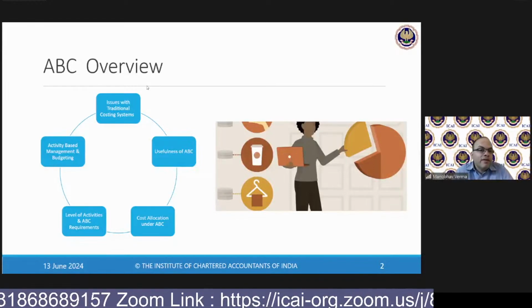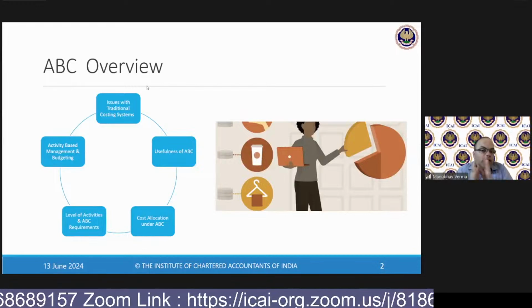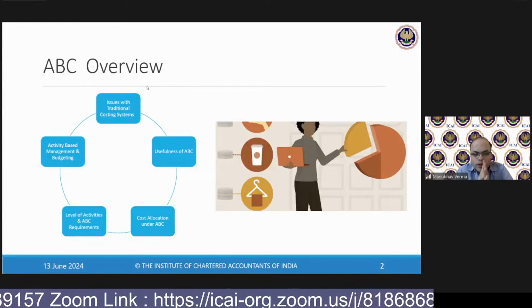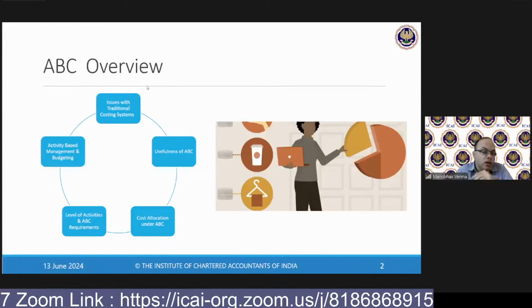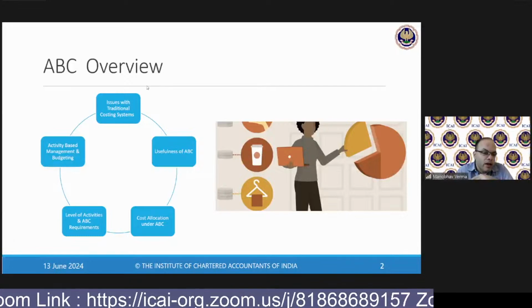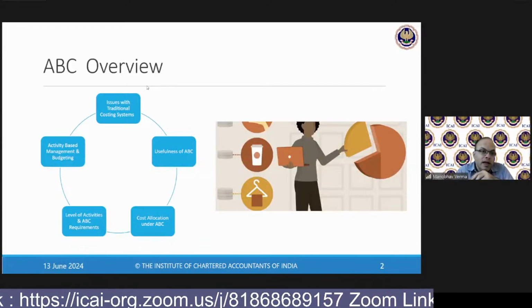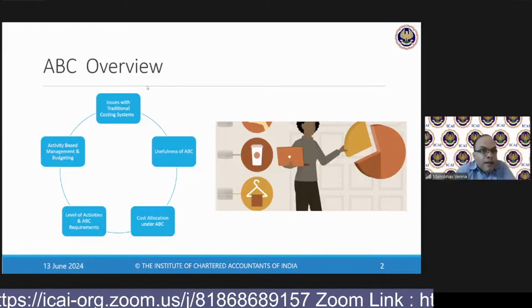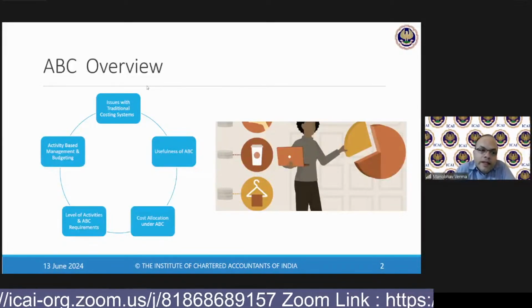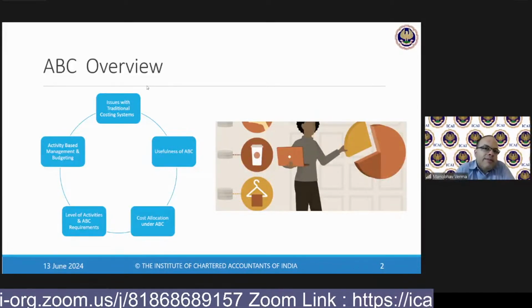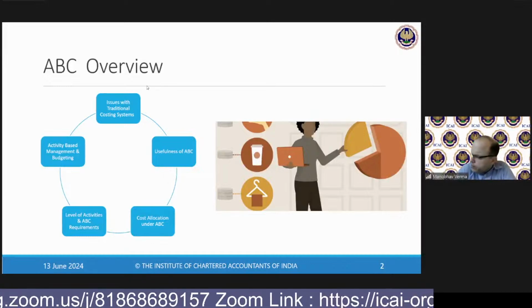So that's why we will be talking about all of these factors here: why ABC is important, how we allocate cost under activity-based costing. We will be identifying various activities, and not only that, we will understand the application of ABC in terms of a couple of tools, activity-based management and budgeting.